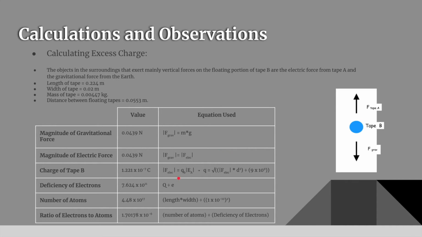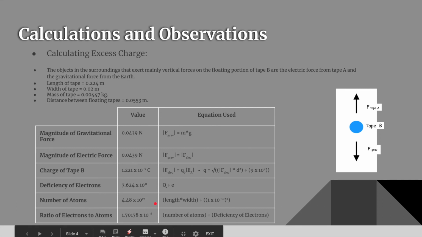Next, we have this equation, which I rearranged to calculate the charge of tape B, which is 1.221 times 10 to the negative 7th coulombs. Next, I calculated the deficiency of electrons, and we know there's a deficiency of electrons because the tape is positively charged. I calculated the number of atoms using the length of the tape times the width of the tape divided by the length scale of an atom. And finally, the ratio of electrons to atom is 1.70178 times 10 to the negative 6th.